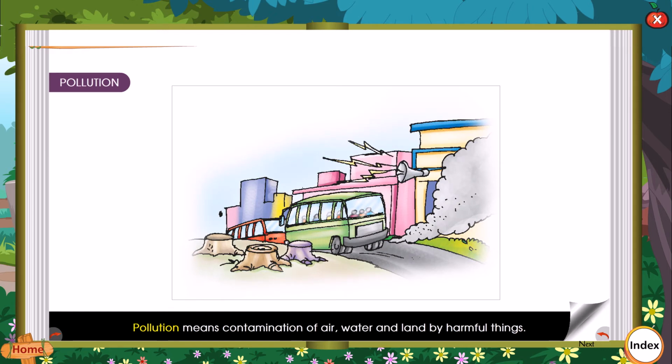Pollution. Pollution means contamination of air, water, and land by harmful things. It is basically the introduction of impure things in pure ones. These things which cause pollution are called pollutants. Pollution affects the health of living things.